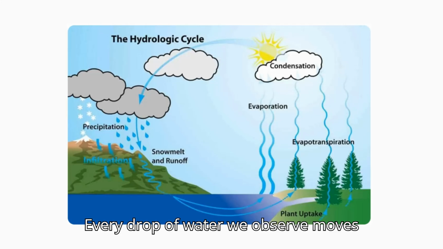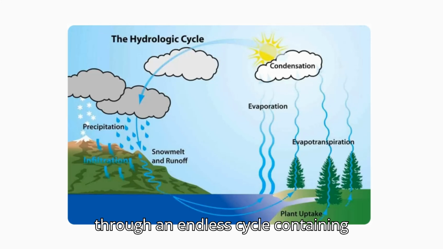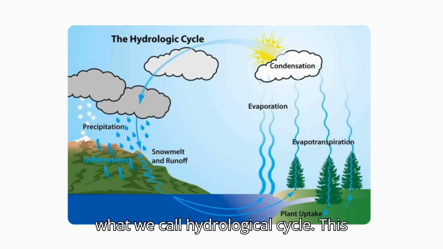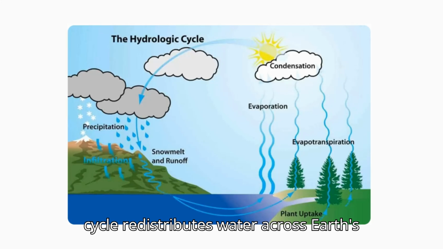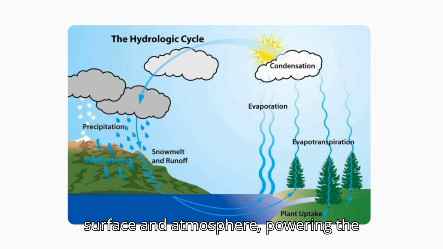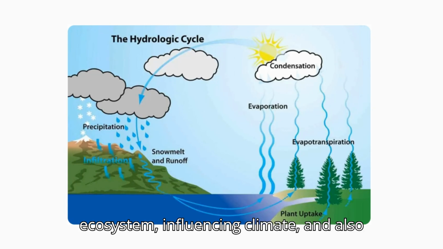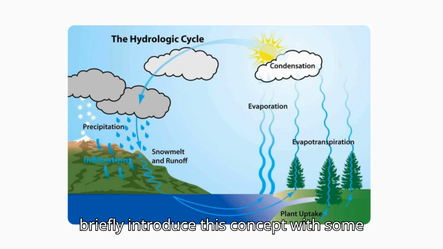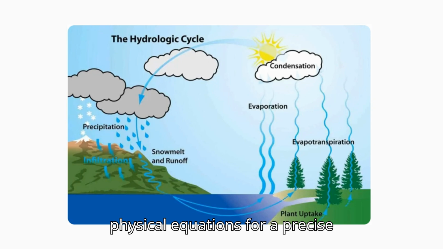Every drop of water we observe moves through an endless cycle containing oceans, land, and atmosphere, and this is what we call the hydrological cycle. This cycle redistributes water across Earth's surface and atmosphere, powering the ecosystem, influencing climate, and also sustaining our lives. Today I want to briefly introduce this concept with some physical equations for a precise discussion.